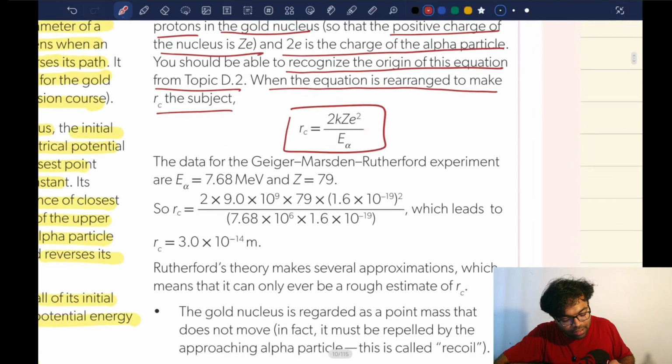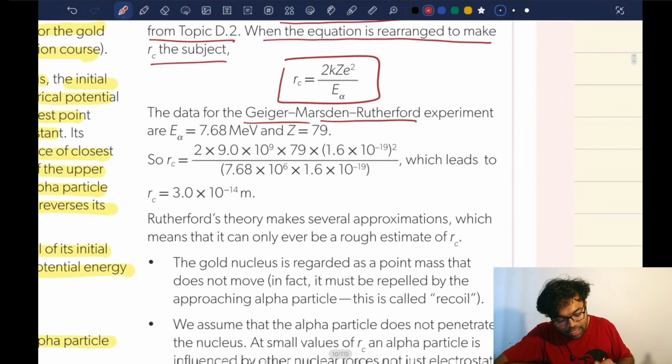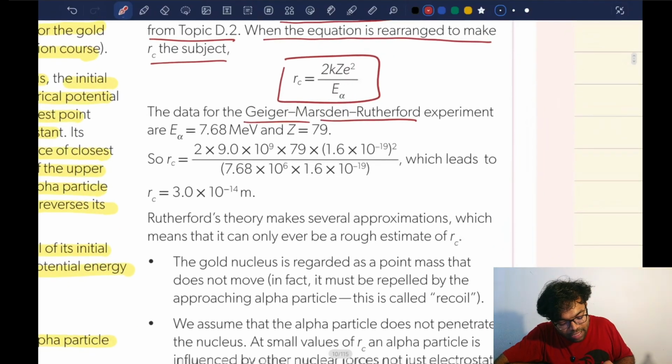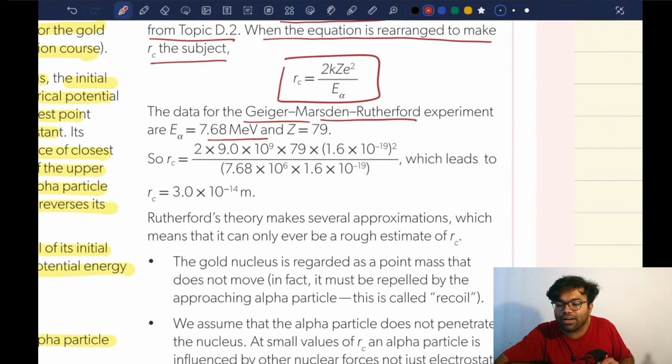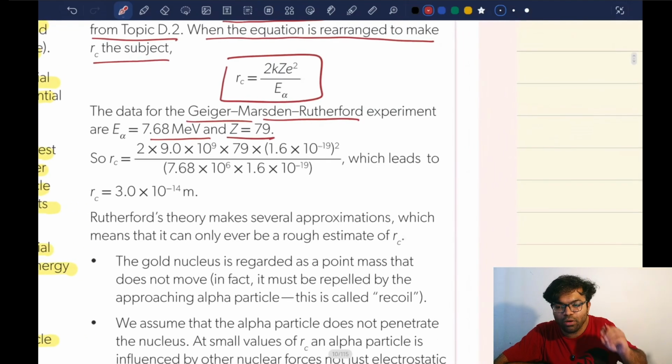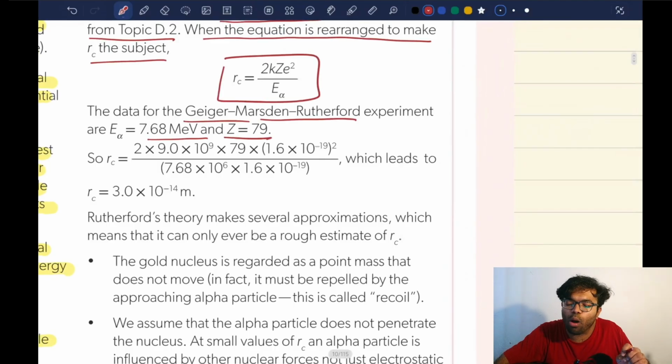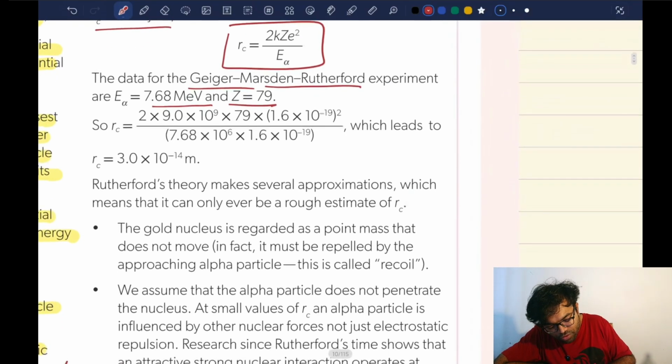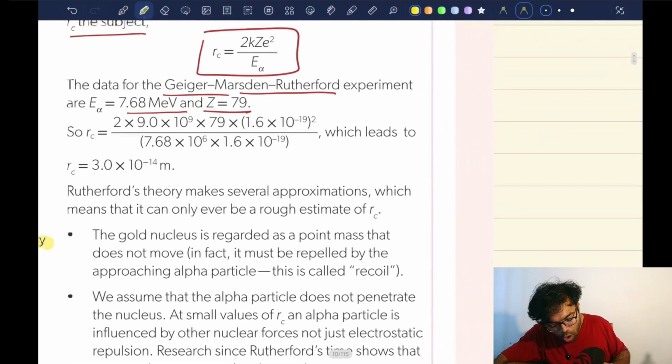From the data of the Geiger-Marsden-Rutherford experiment, E alpha is equal to 7.68 mega electron volt. So the alpha particle was having a very high kinetic energy. And the value of Z is 79. So when they put all the values in this formula, they got the distance of closest approach to be how much?